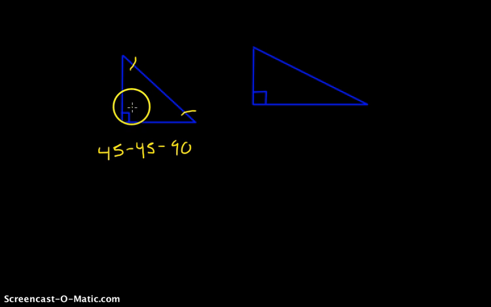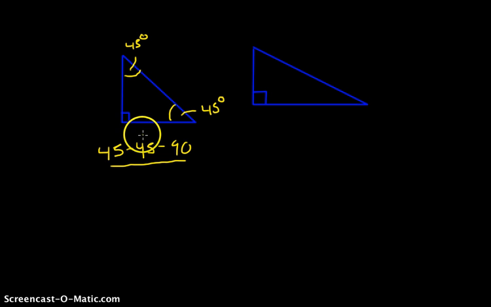Since it's an isosceles triangle, this is the vertex angle right there, and these two angles are equal to each other. Now, since a triangle has to be 180 degrees, and you already have 90 degrees here, these two have to add up to 90 degrees, and since they're the same, it's just 90 over 2, so this is 45 degrees, and this is 45 degrees. That's why it's called the 45, 45, 90 triangle. Those are the angles inside of it.